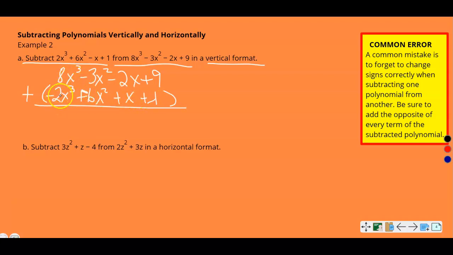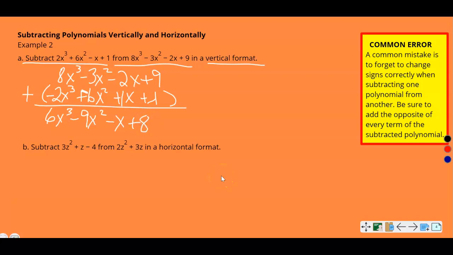So now we've got 8 minus 2, so 6x cubed. We've got 3 minus 6, so -9x squared. -2 plus 1, when there's no number, it's a 1. So -2 plus 1 is -1x. And then 9 plus -1 is plus 8.